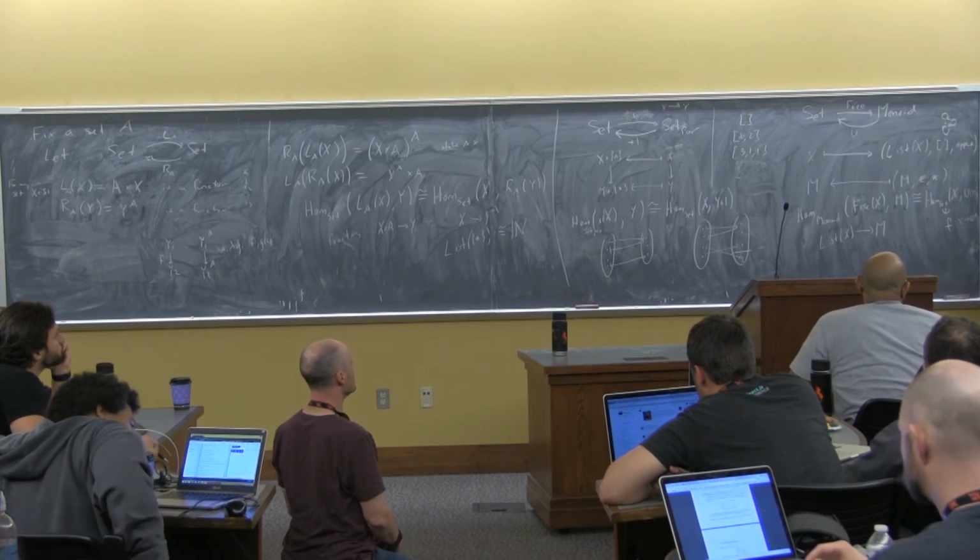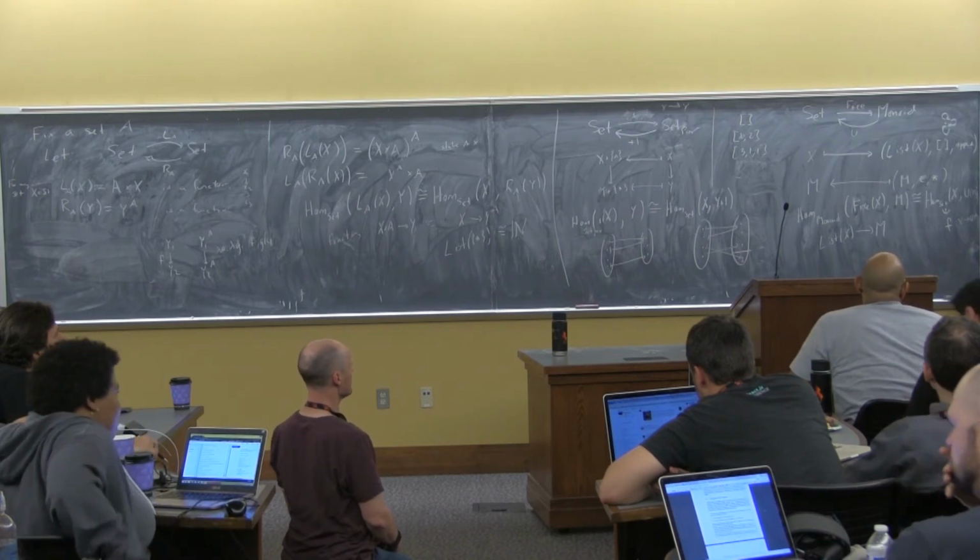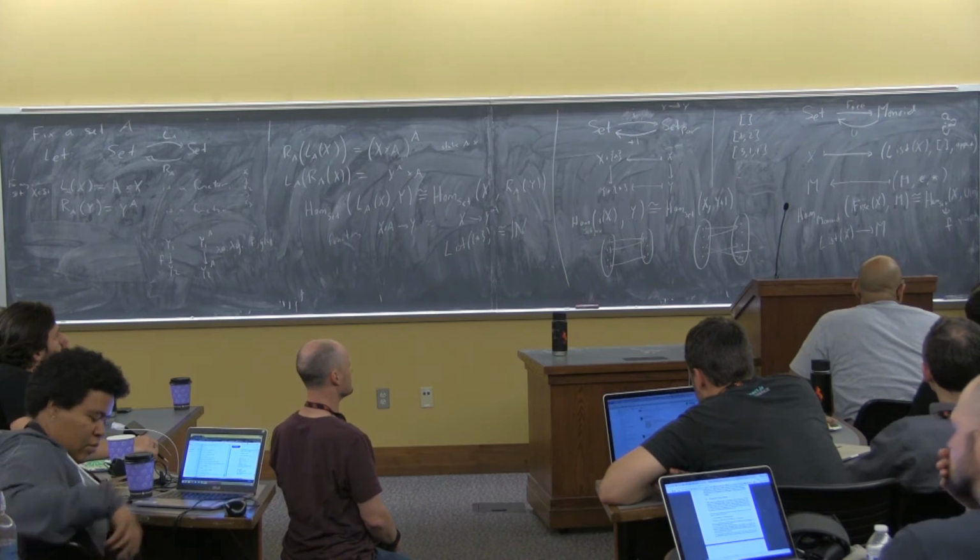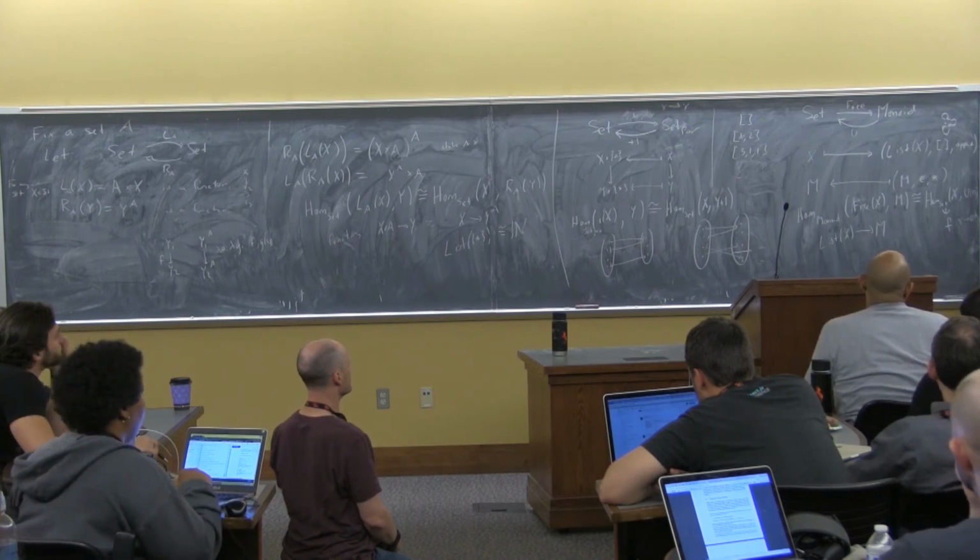I'd like to know the terminology, like how you speak to this. So you would say, I think we're calling U the forgetful functor. Could you say this in English so I know how to talk?